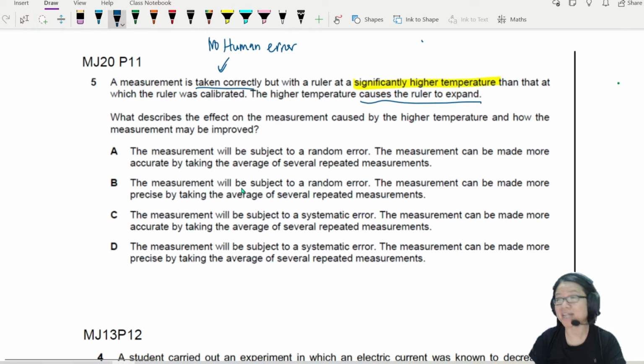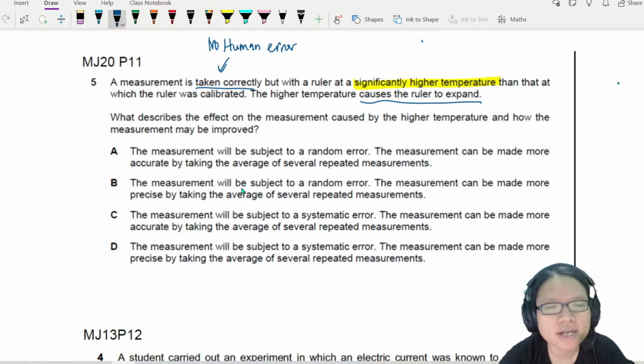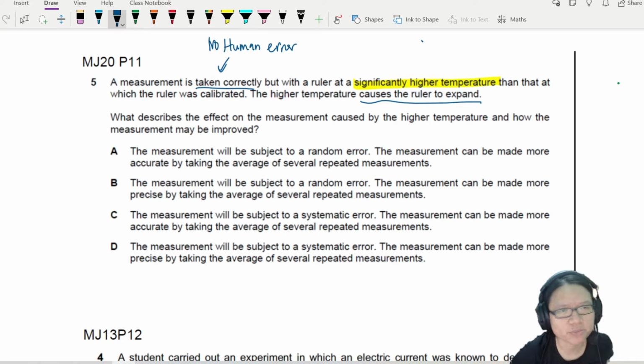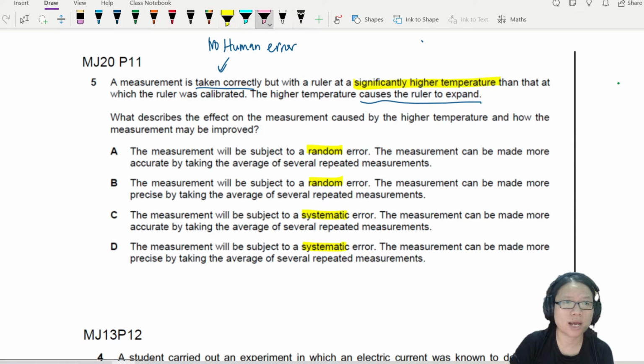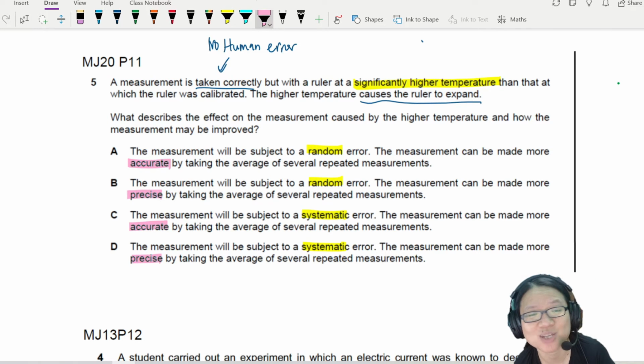Whenever I see long sentences in MCQ, I'm going to sit like this and ask myself, time to ready the brain. Okay, that's what Miss Ellie will also say. Time to ready your brain. So the measurement could be random, or it could be systematic. Which one? Don't know. I highlight first. And the measurements can be made more accurate or more precise by taking an average. So generally speaking, you are taking an average. Guess what? I can already shoot down some answers.